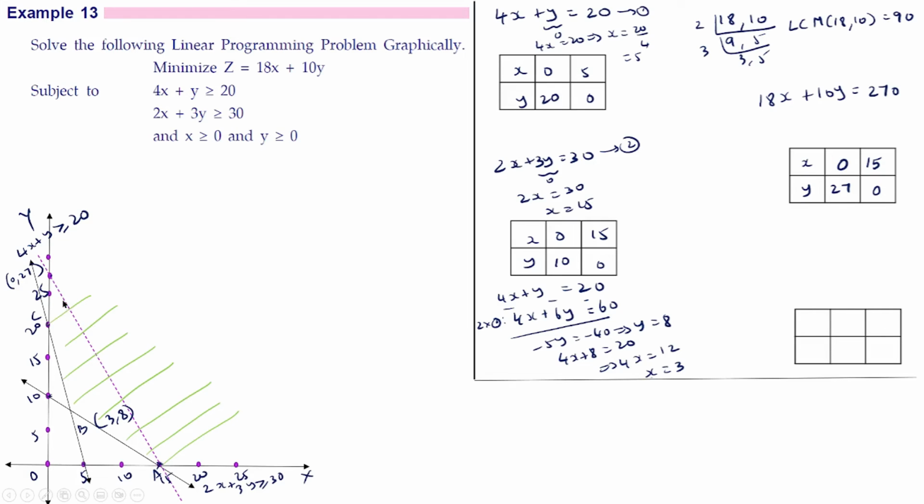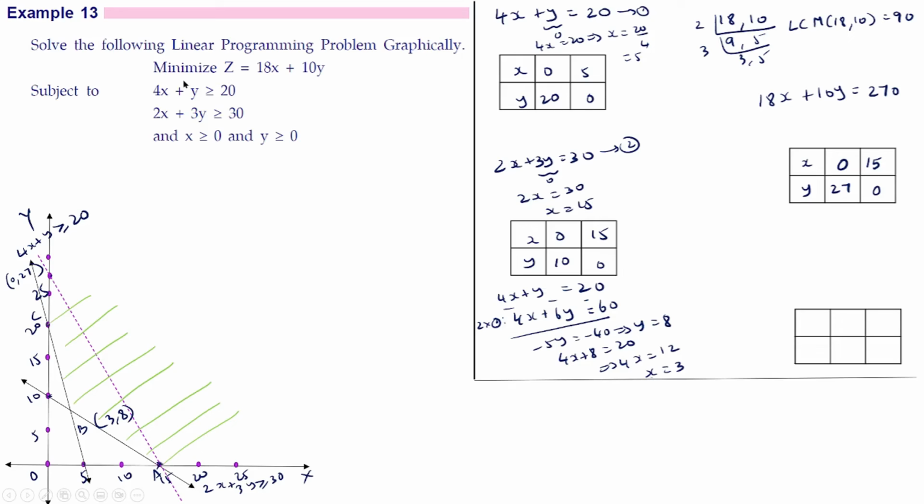Now if we take any point on this line, the coordinates will satisfy this equation. The coordinate on any point on this line, the value of x and y, when substituted in this equation, will give the value as 270. So that is the meaning of isocost line. That is, the cost will be the same on each point of this line. Now we have to draw lines parallel to this line so that we will be able to find the optimal value of the objective function z.